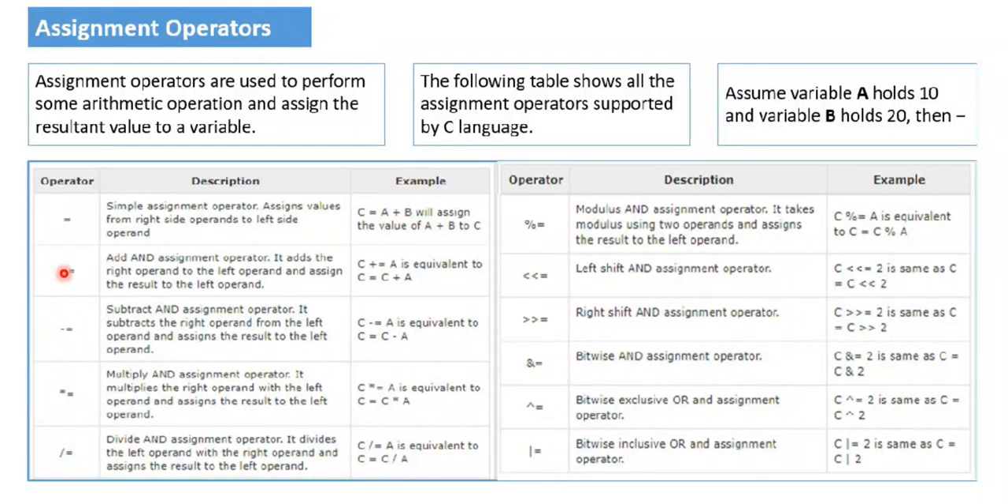Plus equal to means C plus equal to A, that means C equal to C plus A. It is the add and assignment operator. It adds the right operand to the left operand and assigns the result to the left operand. So if I write C plus equal to A, then A is added to C and the value is assigned to C itself. Similarly, for subtraction it's C minus equal to A, that means C equal to C minus A. Similarly for multiplication, division, modulus, left shift, right shift, ANDing, ORing, and XORing. Whatever bitwise operators we have, we can use with the assignment operators also.